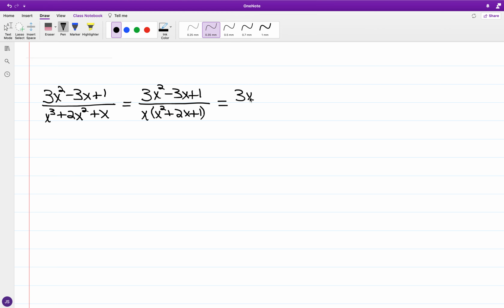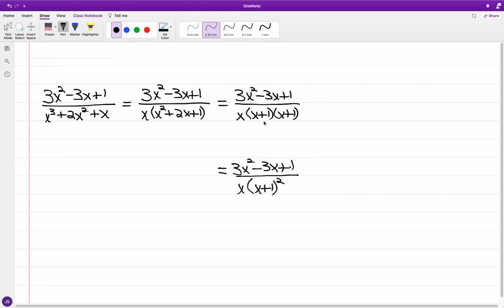So this comes down to 3x squared minus 3x plus 1 all over x times the quantity x plus 1 times x plus 1. And we have 3x squared minus 3x plus 1, and this is going to be, again, all over x times x plus 1 times itself. If I write this in compact fashion, we're going to have x plus 1 quantity squared.